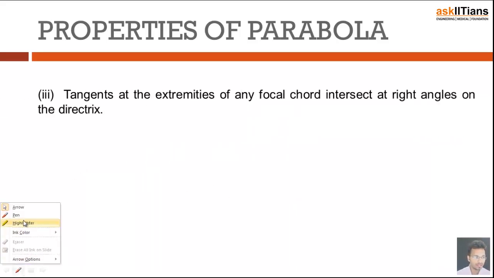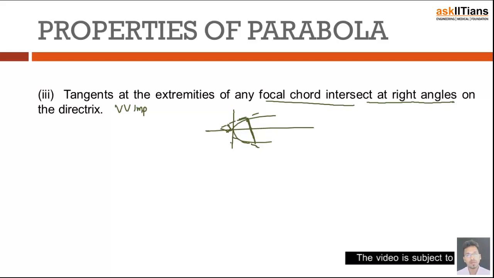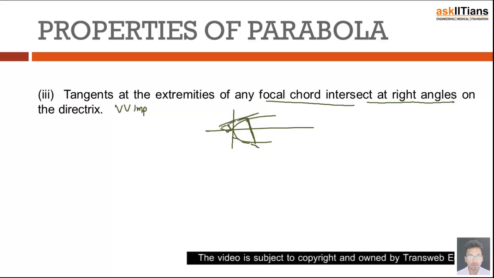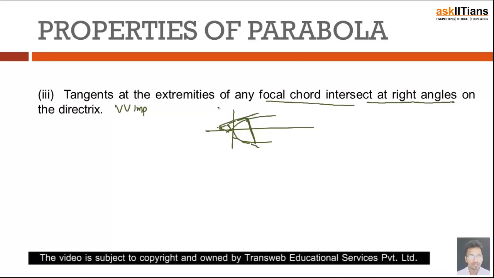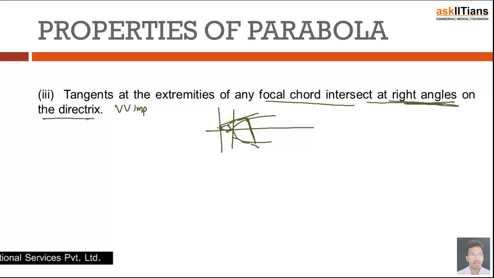Tangents at the extremities of any focal chord intersect at right angles. Very important result. So it says if any focal chord is there, and if I intersect the tangents, they will always be perpendicular, and again they will meet at the directrix, okay. Two things are there, right angles and directrix.